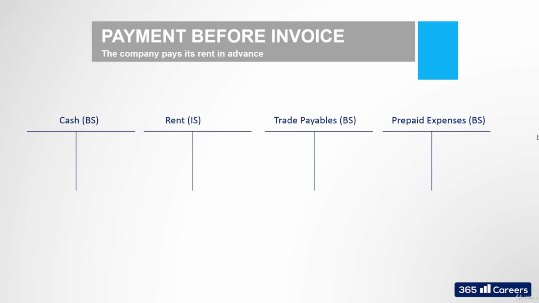So, at first, we'll have cash going out for $1,000 and an increase in prepaid expenses for $1,000. Both are assets. We'll have to credit cash because it decreases, and then debit prepaid expenses. Then, when the time comes and we register rent as an expense, we'll credit prepaid expenses for $1,000 and debit rent for the same amount.